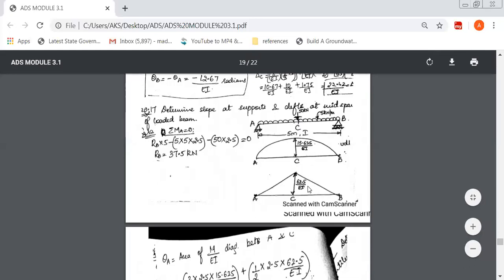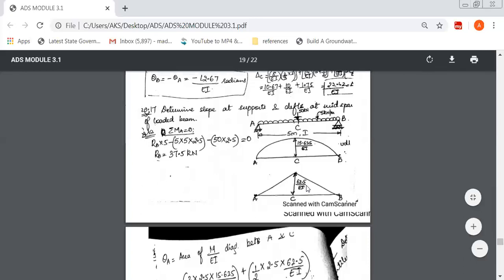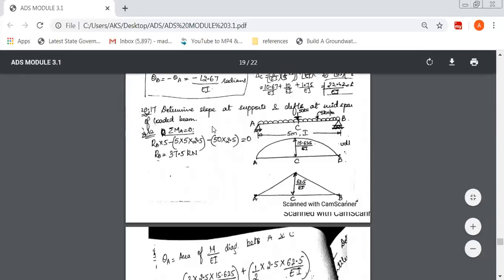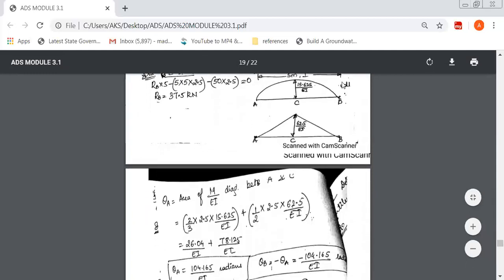Now this is one approach. The second method, if you cannot remember the formula for the parabola for UDL as well as the point load, you always have the traditional method: find the reactions. Use the equilibrium conditions, find the reactions, and once you find the reactions, with respect to any given point you can find the moment. Okay, these are the two M over EI diagrams.